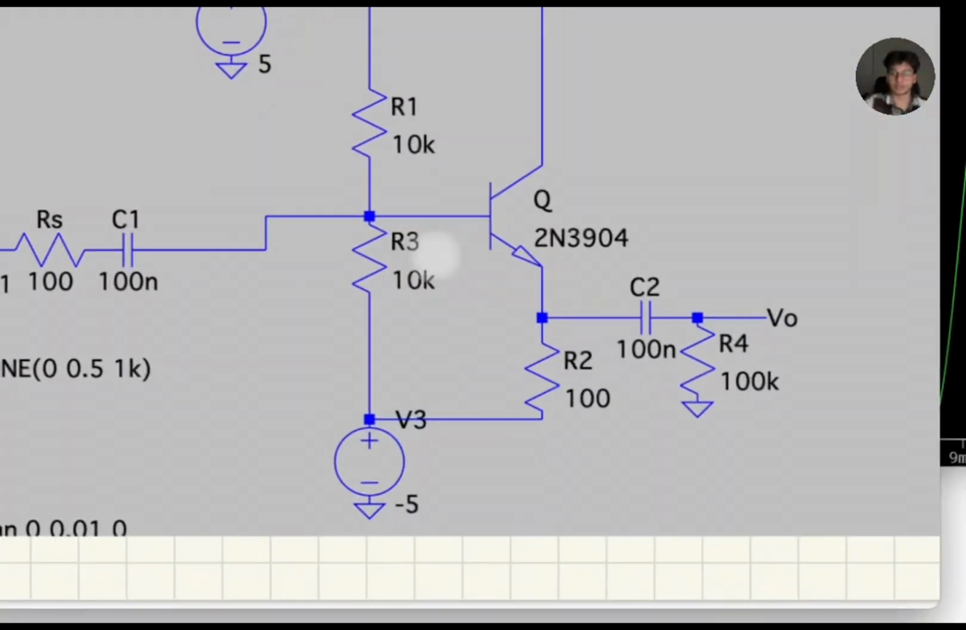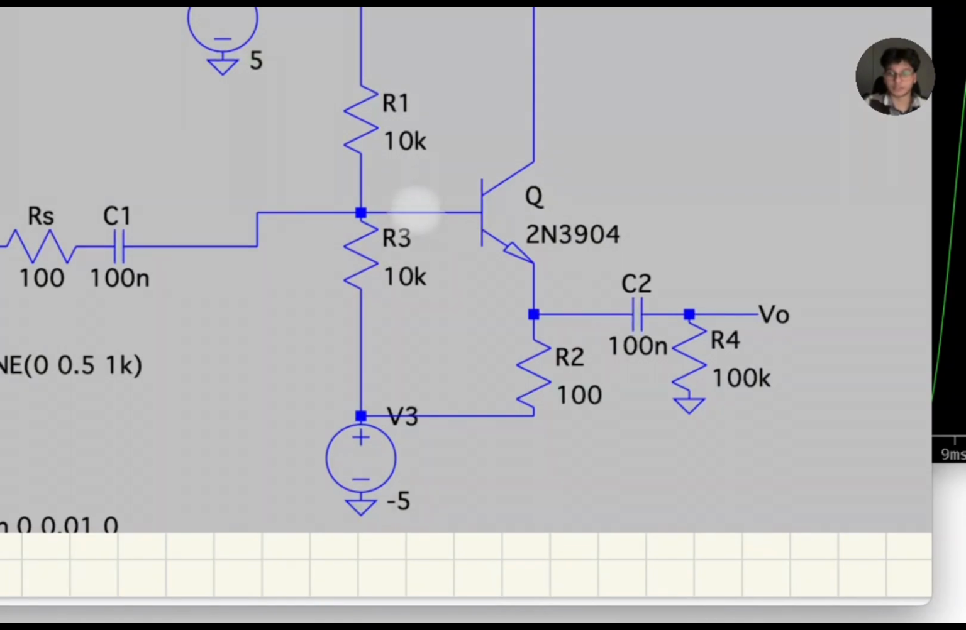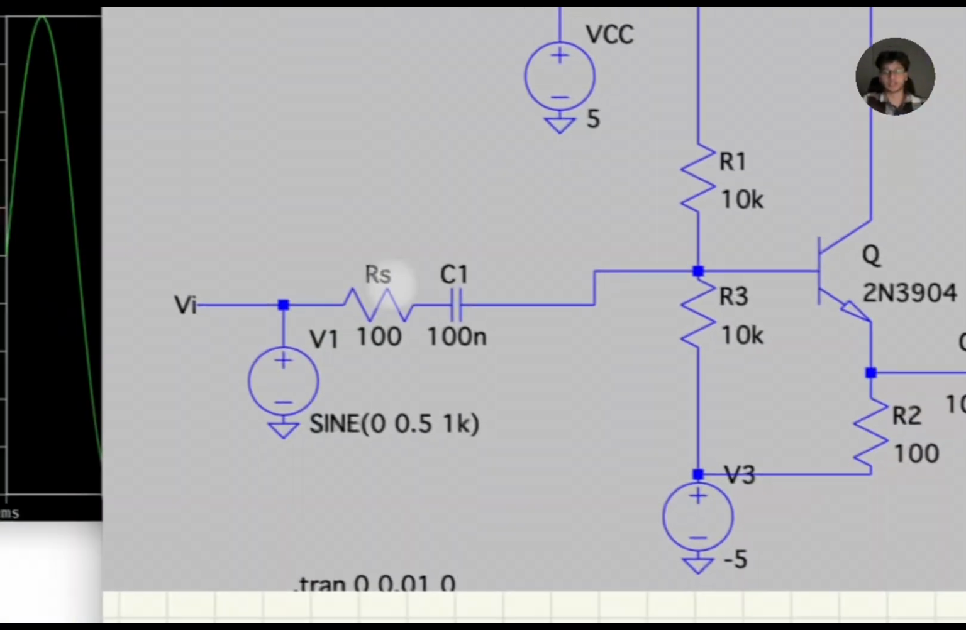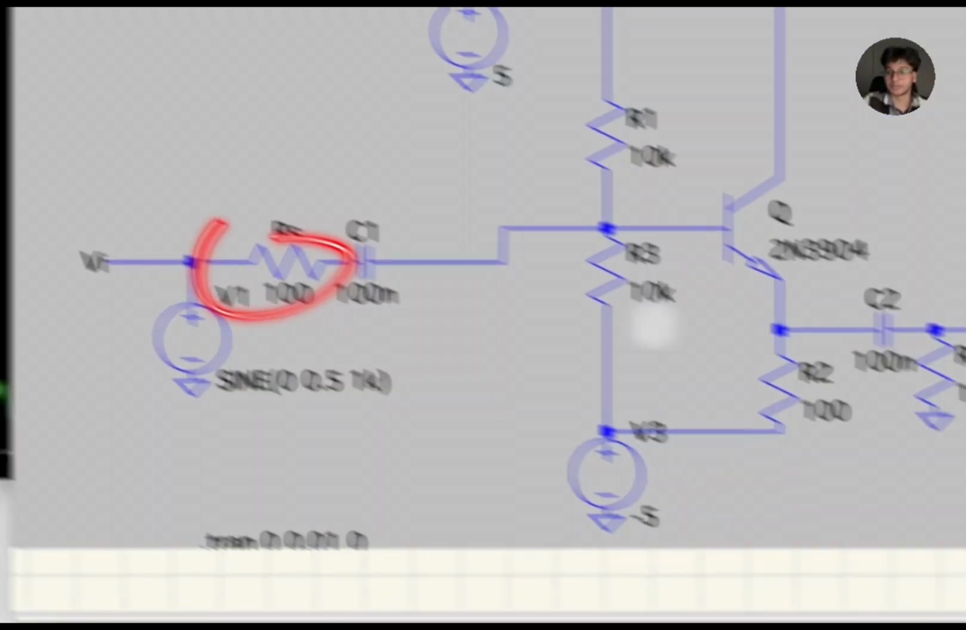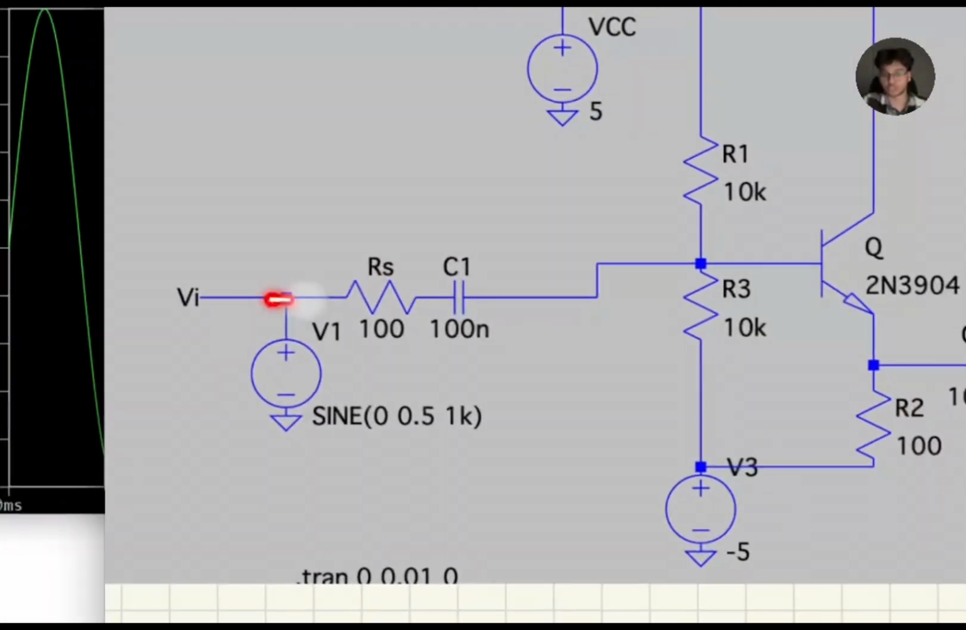This is the circuit schematic over here, and what I've done is I've used a common collector topology. Now, the reason I've done that is because it has really high input impedance but very low output impedance, and this means that it doesn't draw too much current.